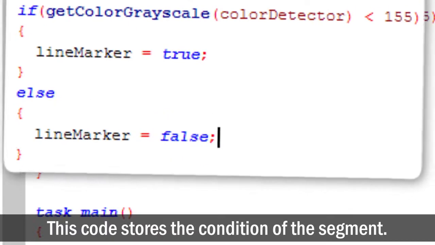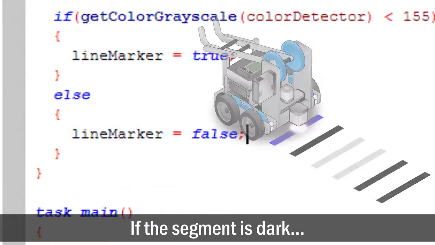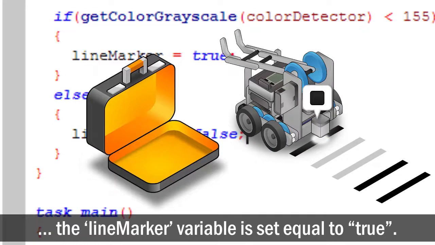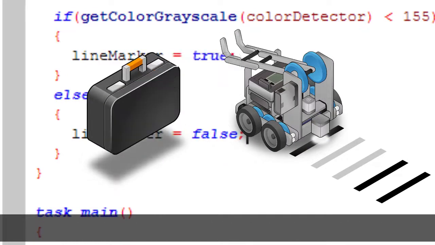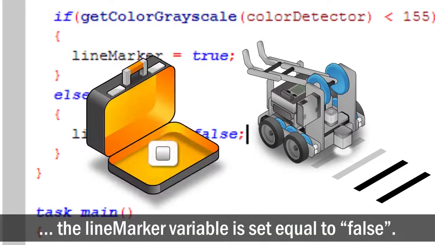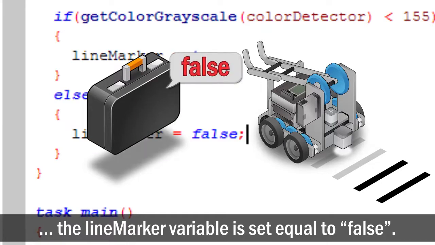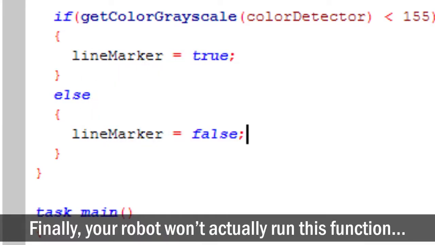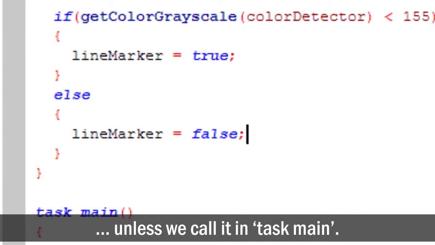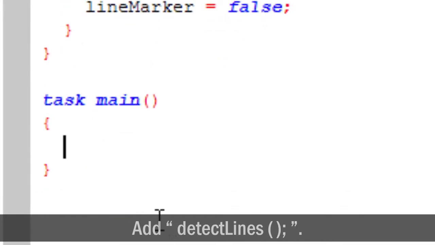This code stores the condition of the segment. If the segment is dark, the lineMarker variable is set equal to true. If the segment is light, the lineMarker variable is set equal to false. Finally, your robot won't actually run this function unless we call it in task main. Add detectLines, open and close parentheses, semicolon.